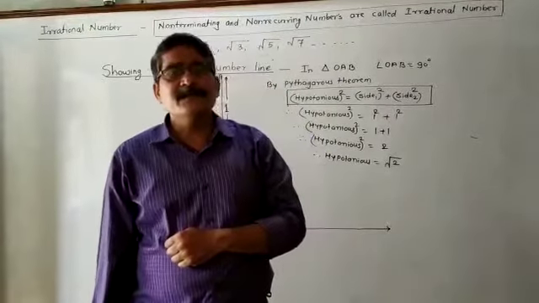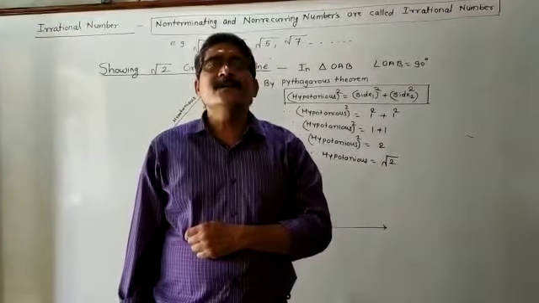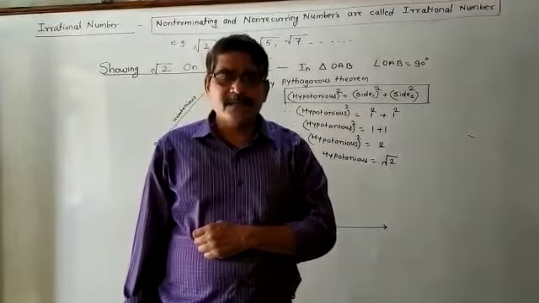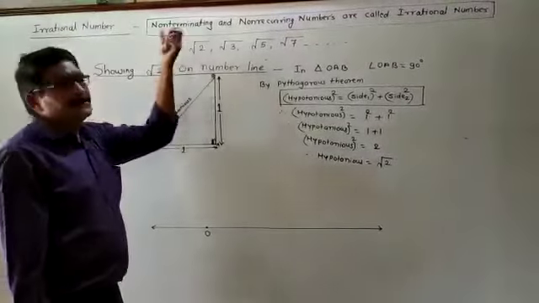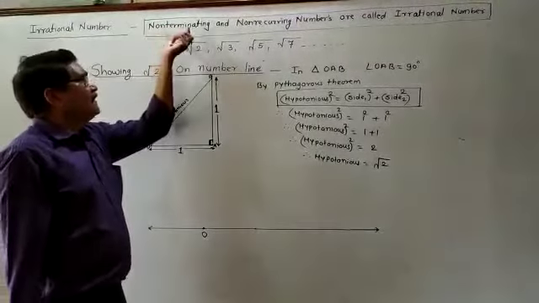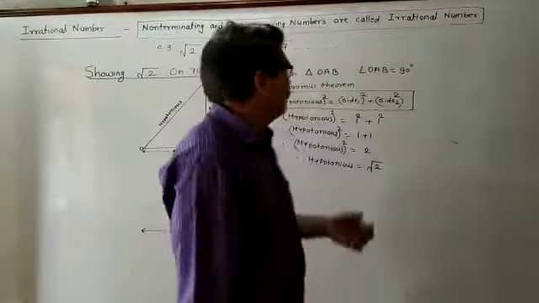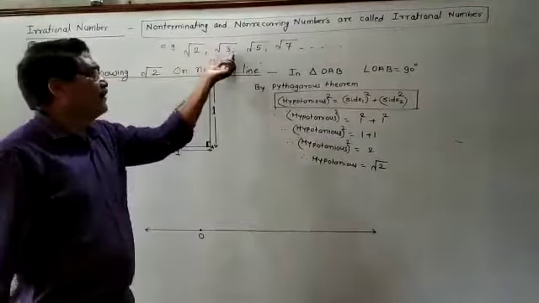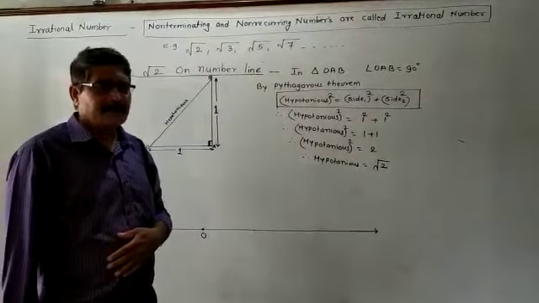Here, friends, I will tell you today how you have to draw the irrational number on the number line. Before that, I will again repeat the definition: non-terminating and non-recurring numbers are called irrational numbers. For example, square root of 2, square root of 3, square root of 5, square root of 7 are irrational numbers.